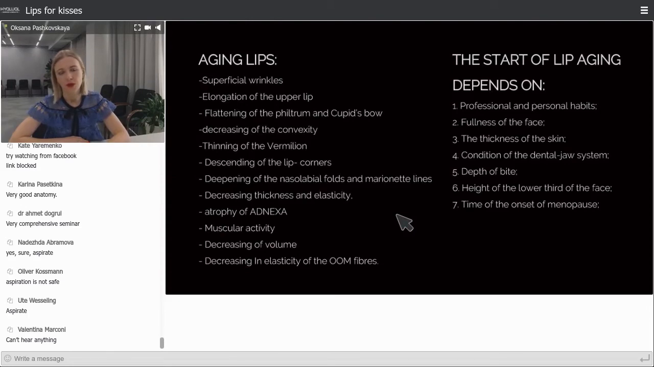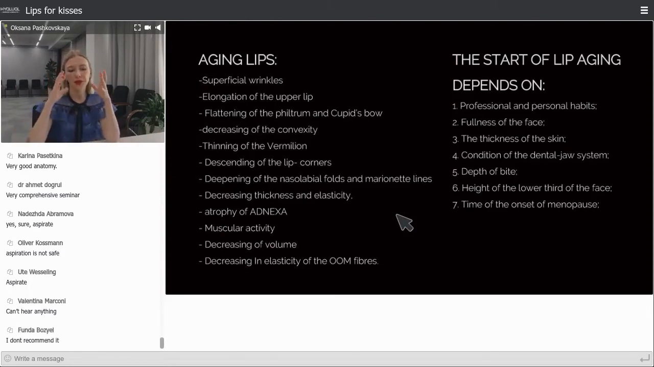And also fullness of the face. Of course, we should keep our weight, especially when women start aging. It's important to keep weight and to be fit, to become fit before the really aging. The thickness of the skin, yes, the conditions of the dental jaw system. It's very important to keep our dental jaw system in a healthy position, in consequences, yes. Depth of bite, really, it's important to manage with this in young age.